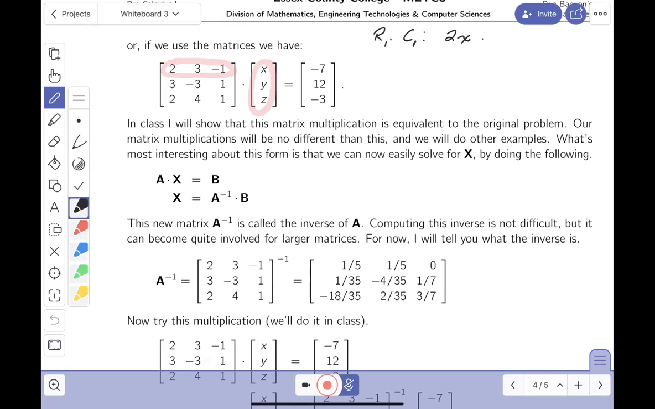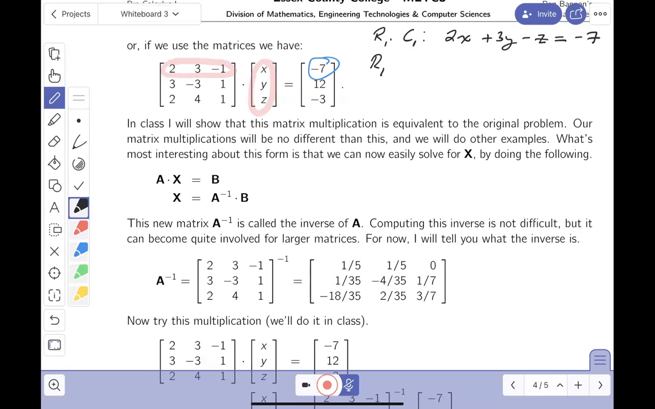2x plus 3y. We want to put out what we're doing. We're doing 2 times x, 3 times y, and then minus 1 times z. What does that give you? Write that down for you. Plus minus 1 times z. I'm just going to put down minus z. And that's supposed to equal row 1, column 1 of this guy over here. And what's that going to be? Minus 7. That's done.